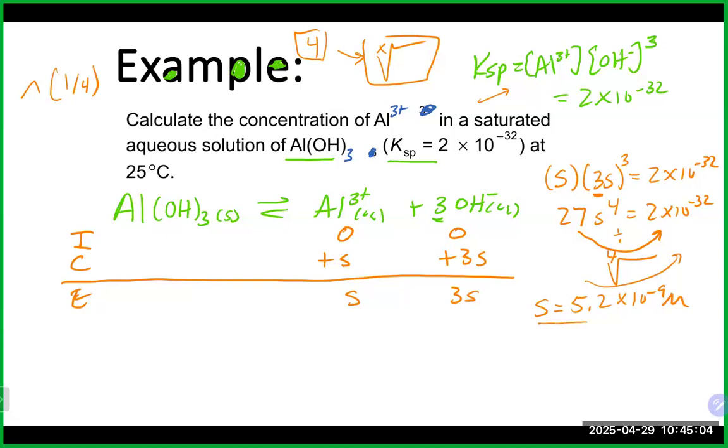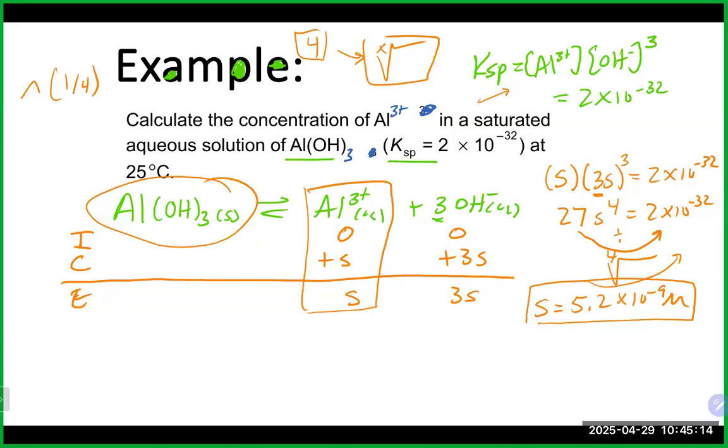That gives us our molar solubility of the aluminum hydroxide. Again, that is what S equals. In this case, aluminum equals S, which means its concentration would be 5.2 times 10 to the minus 9 molar. And in this particular case, if we wanted hydroxide, although it didn't ask for it, it is 3S.